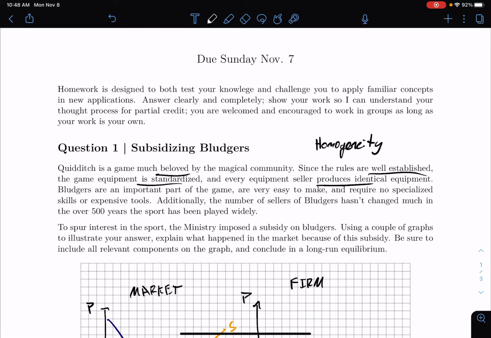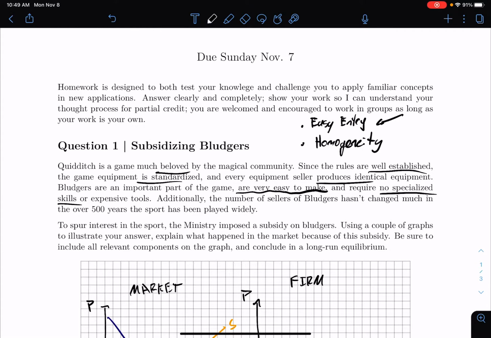we have that bludgers are easy to make. And they sort of require no specialized skills or expensive tools. So it's easy for a new seller to enter the market. So we have easy entry, which is sort of a weaker condition than free entry. In general, we like to think of perfectly competitive markets as having free entry, but in practice, that's almost never the case. So instead, we sort of think about a weaker condition, like easy entry.